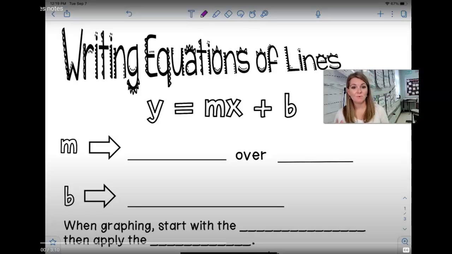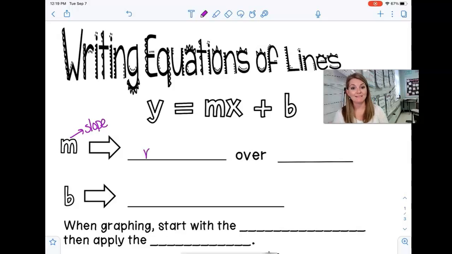All right, so we have writing equations of lines. This is from Algebra 1, so this hopefully will spark some memories and go really, really fast is what we're hoping. So the equation that we're always going to graph lines in, it's the easiest way to graph lines, is the equation y = mx + b, where m is your slope.